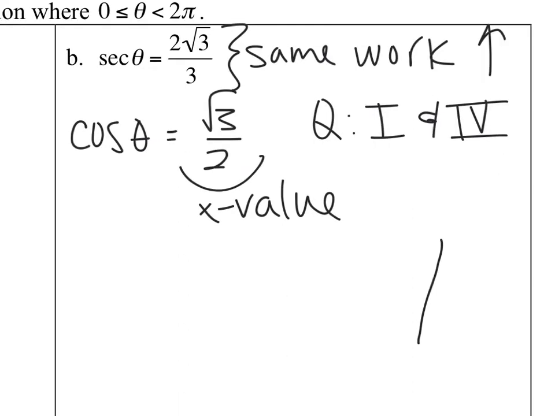Okay, so where do I get this? I have 1 and 4. Cosine is the square root of 3 over 2, which is the x values. That is, I heard somebody say, pi over 6. And thank you very much. So that is my answer.